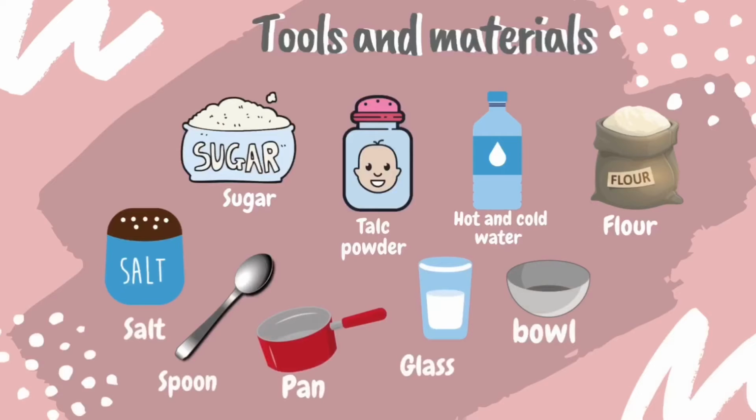Materials that we will need for this experiment: the first is sugar, second powder, third water, fourth salt, and fifth flour. And the tools we will need are a spoon, glass, pen, and also a bowl.